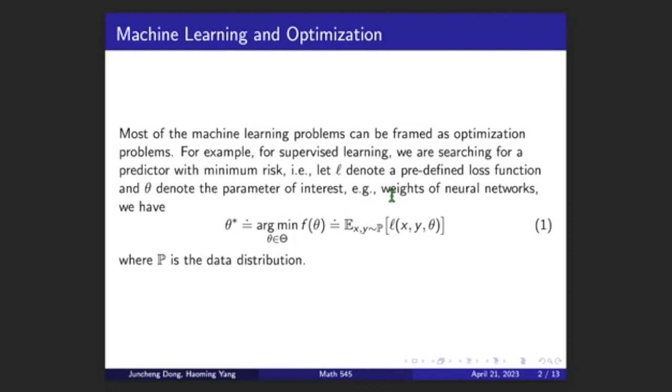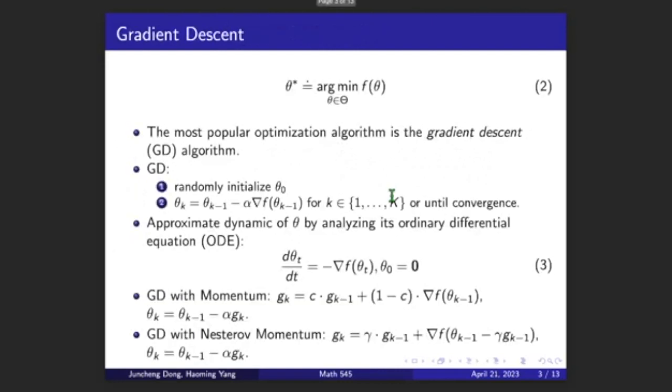Then we have theta star as the minimizer of a function f that is defined as the loss function averaged over the data distribution. And the most popular optimization algorithm to solve this is the gradient descent algorithm. It's a very simple algorithm. First, we randomly initialize theta 0. Then for each discrete time step, we compute the gradient of f at theta, and then we update theta in this direction by a predefined step size alpha.